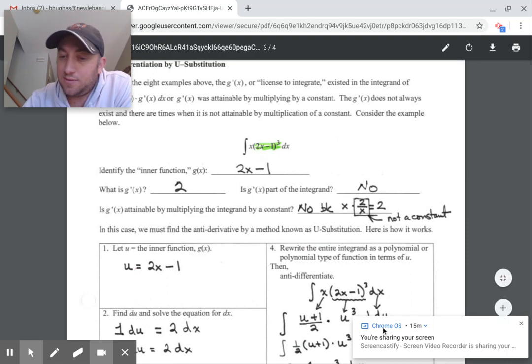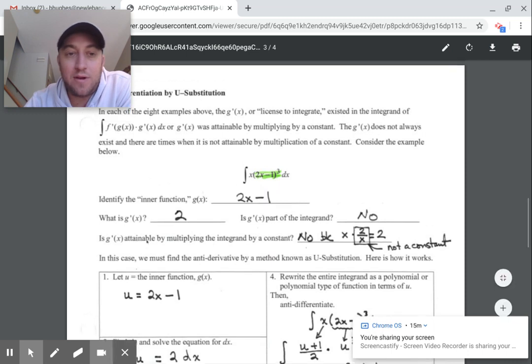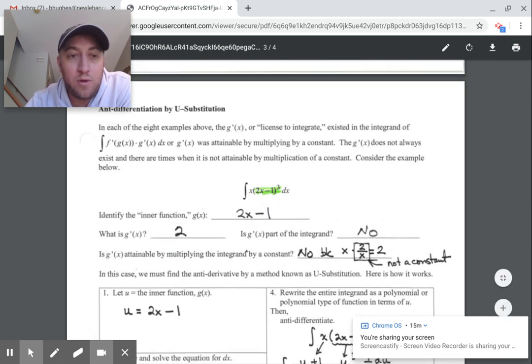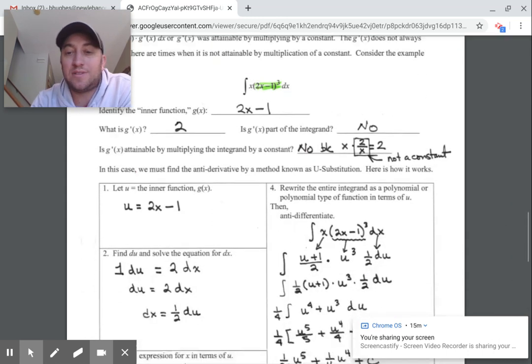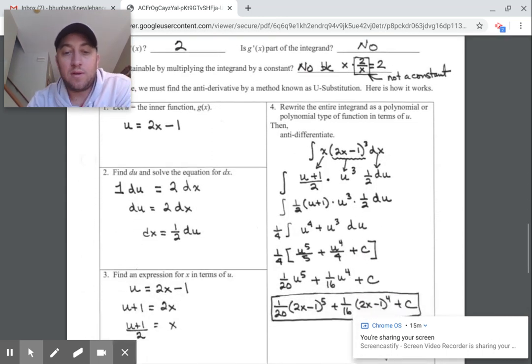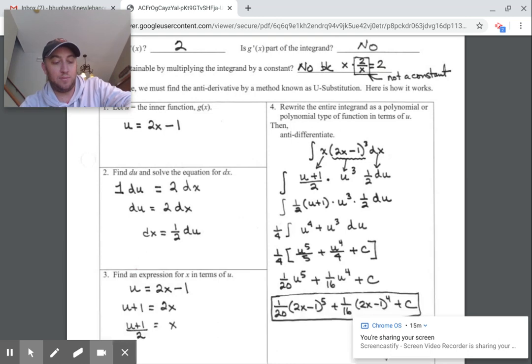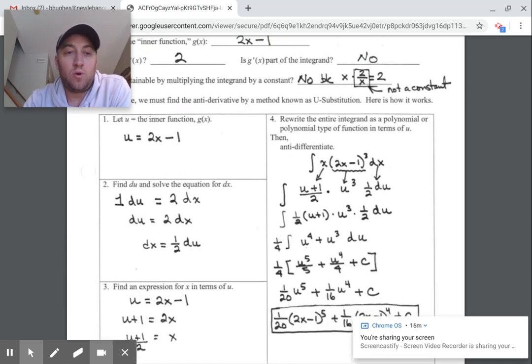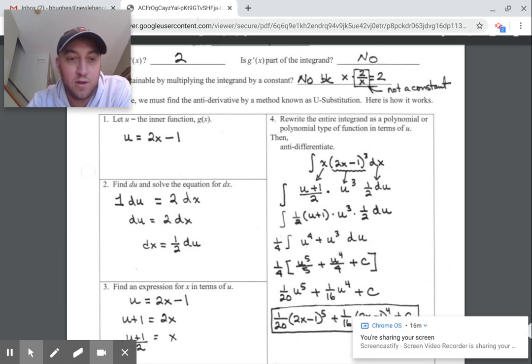So in this case, when this happens, we're going to have to find the antiderivative in a different manner. And the way that we are going to look at is u substitution. Okay, so u substitution has a couple of rules, and it's a little bit unique. First thing, we're going to let u equal the inner function. So in this case, my inner function is 2x minus 1. I just write u equals 2x minus 1.